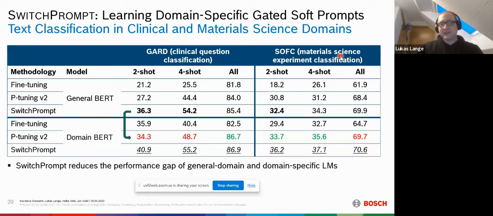So the main takeaway from here is, I guess, that you can use SwitchPrompt with a general domain model and can apply it to domain-specific tasks. But you can also improve domain-specialized models. And we assume it might be that the keywords are not only representative for the domain. We took the keywords from the labeled datasets. So the keywords might be also representative for the specific tasks.